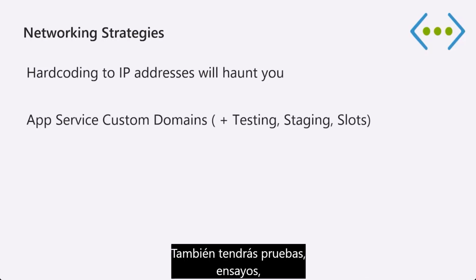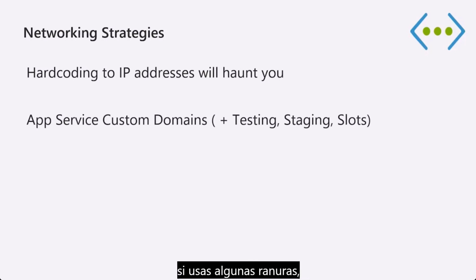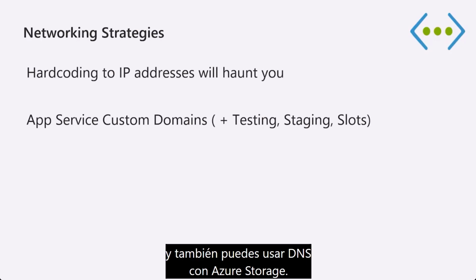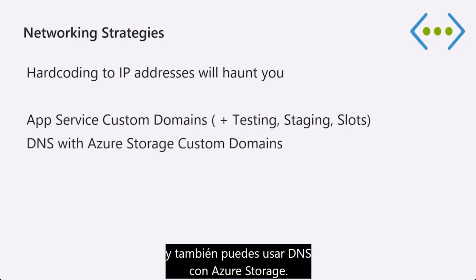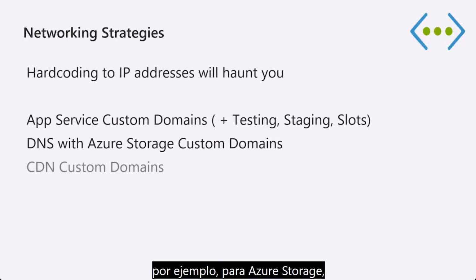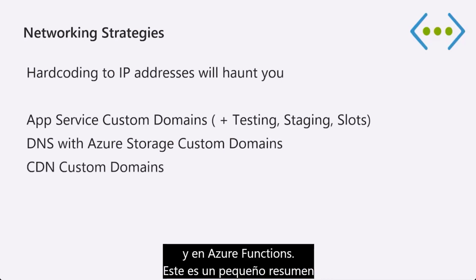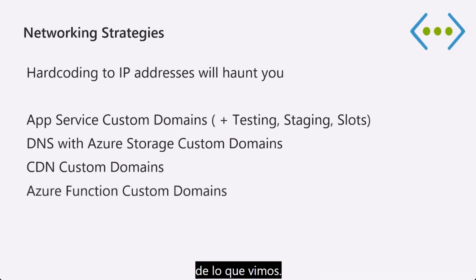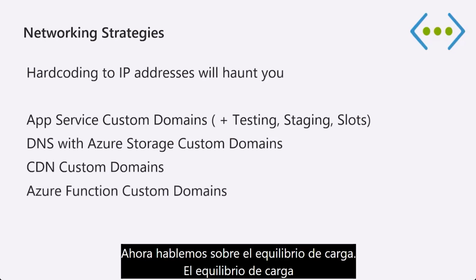You're going to have also testing, staging if you use some slots. And also, you can use DNS with Azure Storage, and so we saw that in the demo already. You can also have a custom domain on CDN, for example, for Azure Storage, like we did before, and also on Azure Functions. So this is a little bit of a summary of what we saw. And so let's talk about load balancing now.